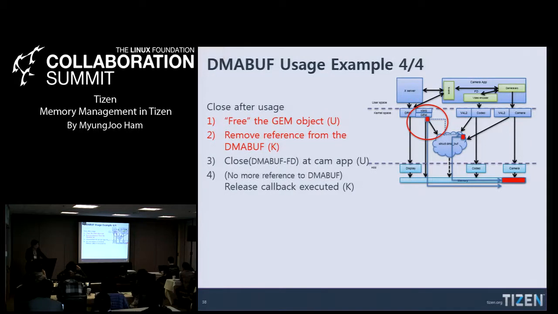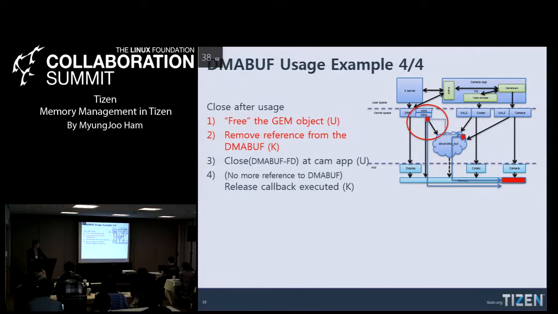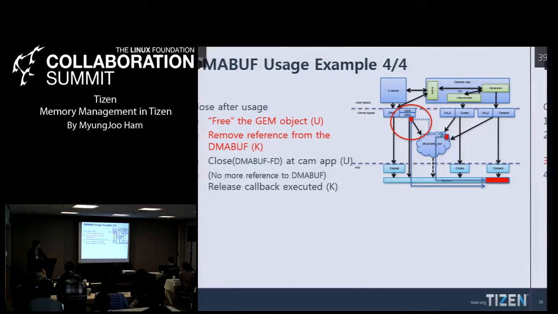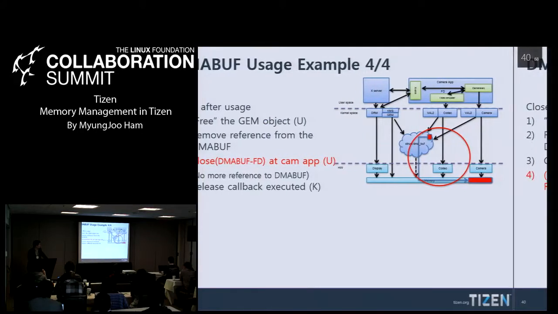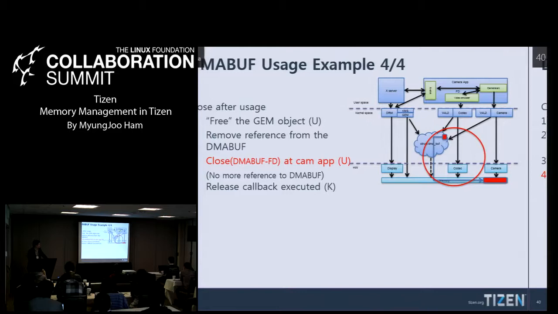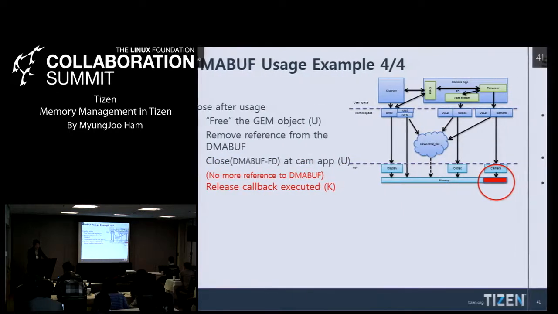And then deallocating or freeing the memory buffer is completed when all the shared processes have freed their links. So at first, the X server frees the GEM object and removes the link. And then the camera application removes the DMABUF, and then it will be freed from the memory.